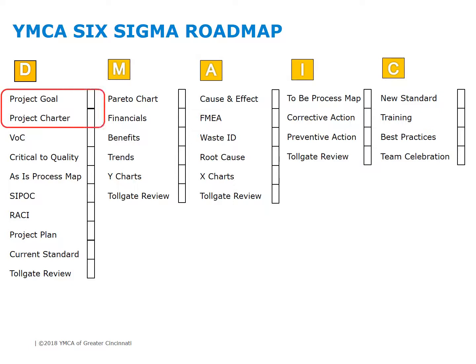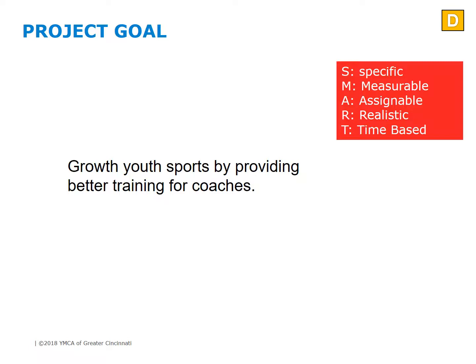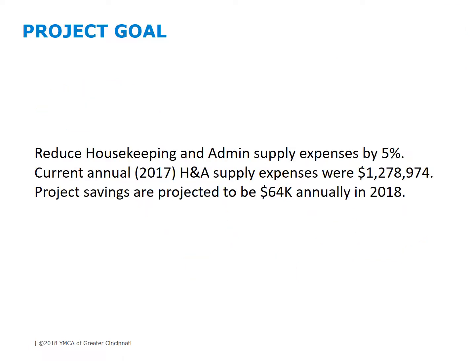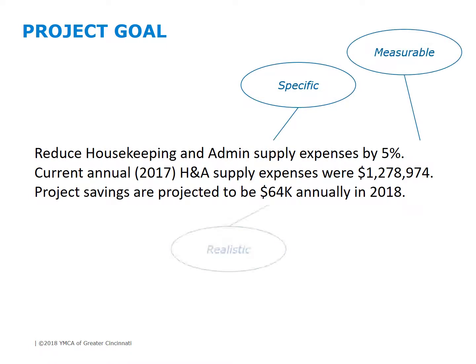We begin the define phase of any project by understanding the goal and creating a project chart. The project goal should be a SMART goal that is specific, measurable, assignable, realistic, and time-based. Notice that the goal written here assumes a solution, is not measurable, and is not time-bound. This is a good example of a SMART goal. It is specific to housekeeping and admin supplies, measurable, assignable, realistic, and time-bound.